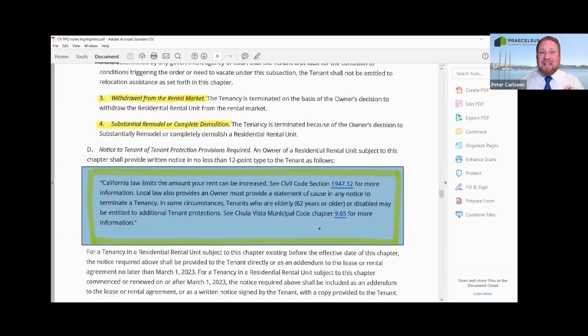But if the property is subject to the tenant protection ordinance, this verbiage needs to be included in the lease agreement. Any leases starting March 1. If the lease started prior to March 1, then they have to receive it as a separate notice. So either way, they have to know about it. Okay.